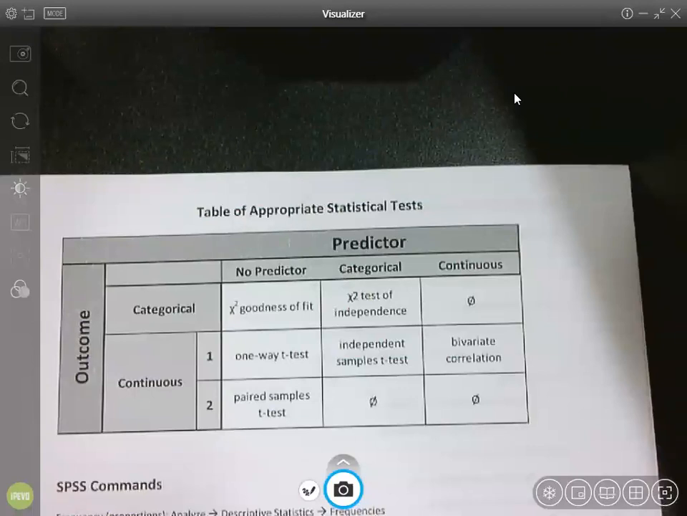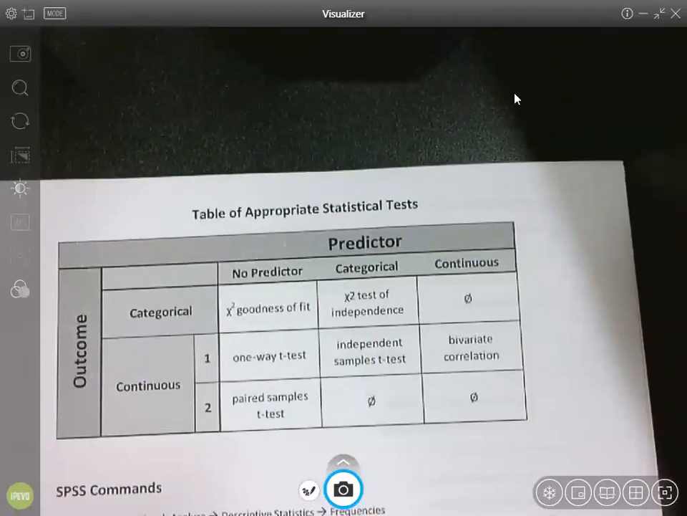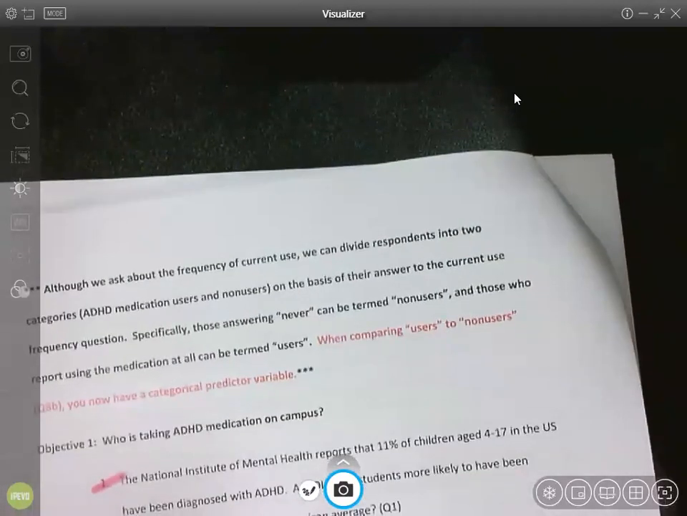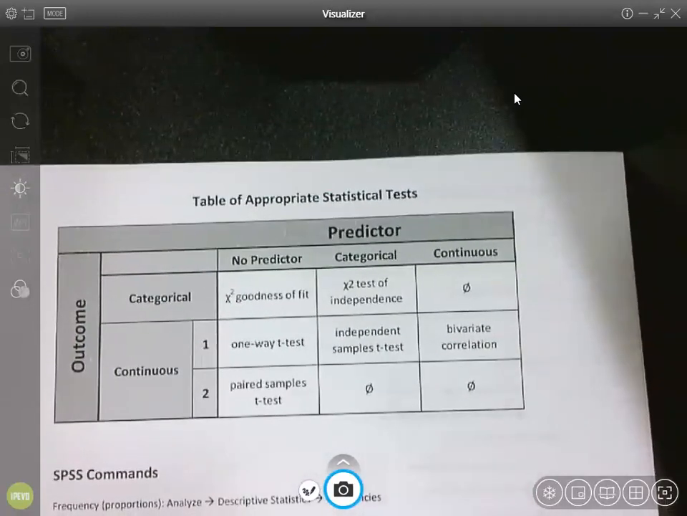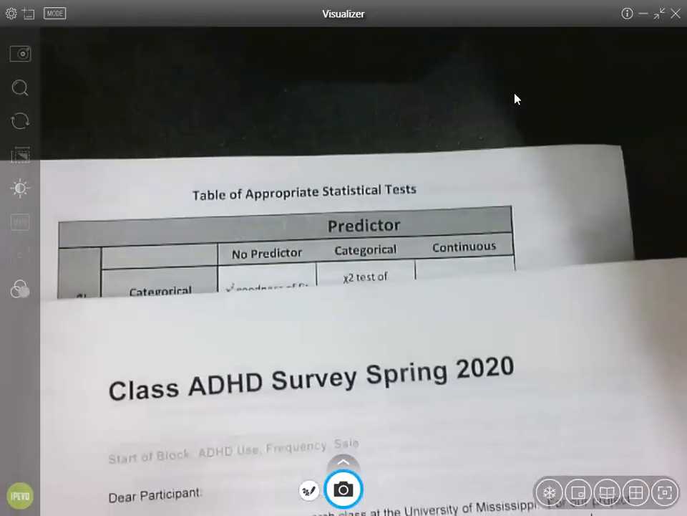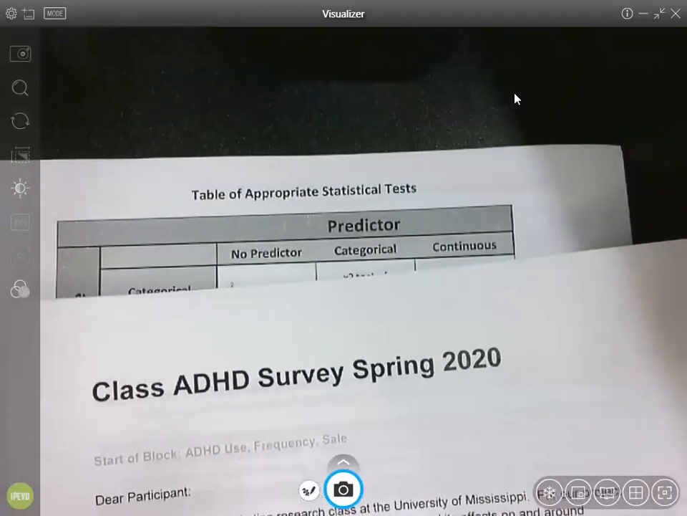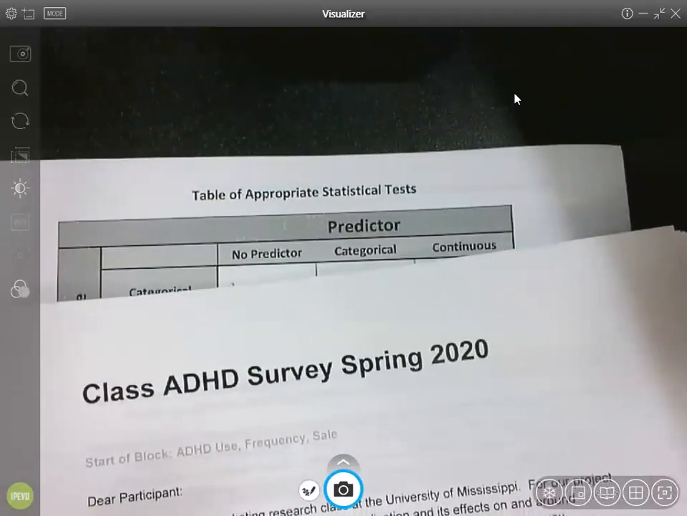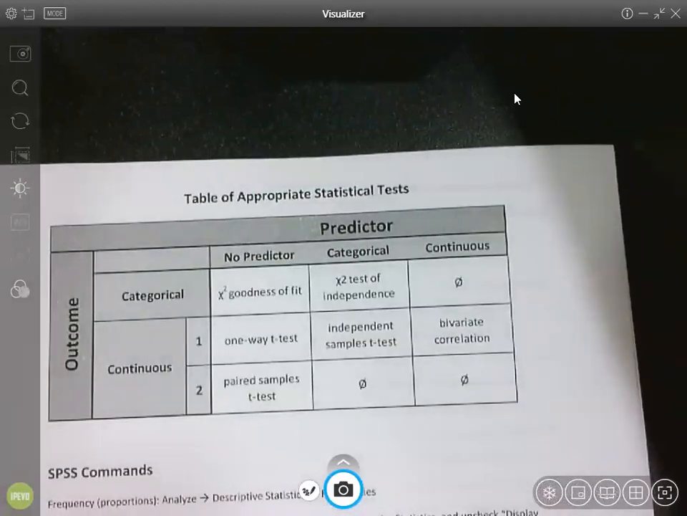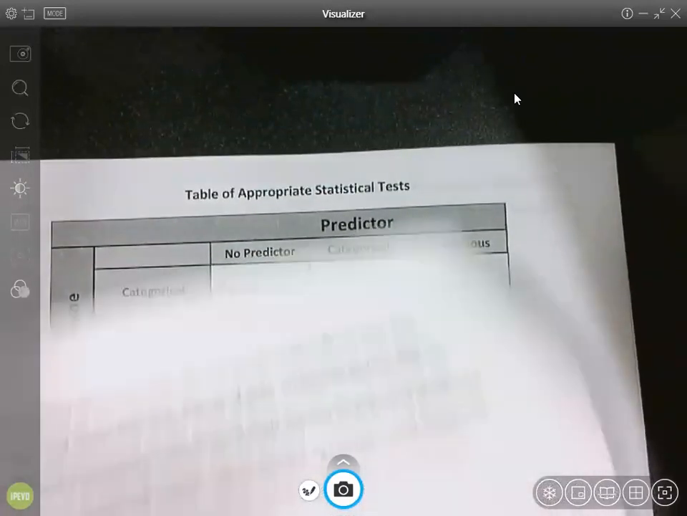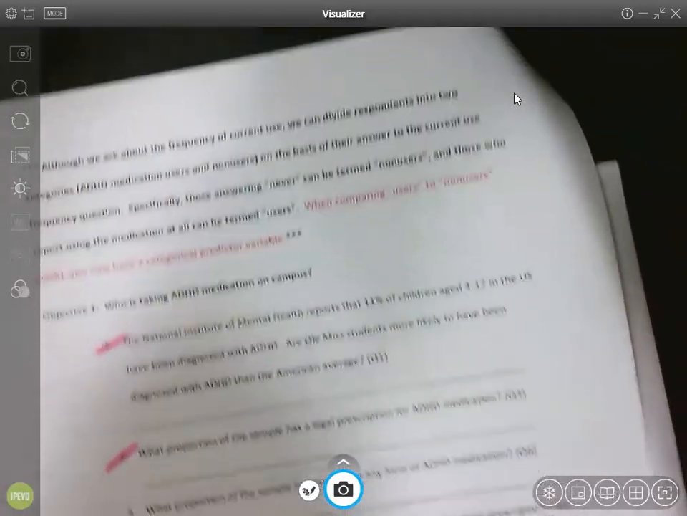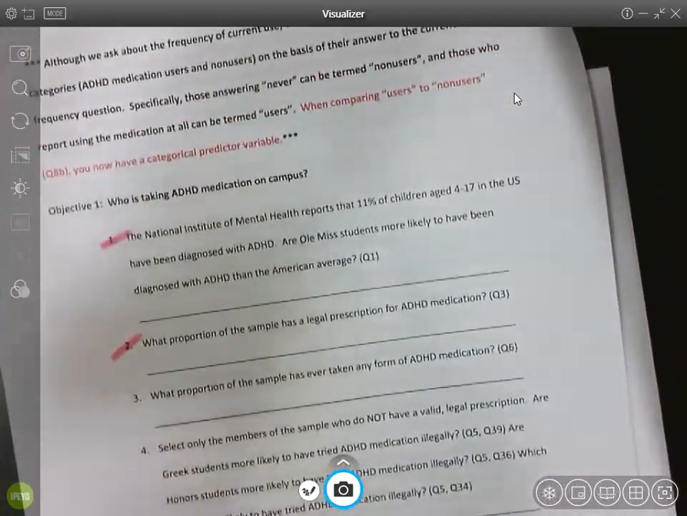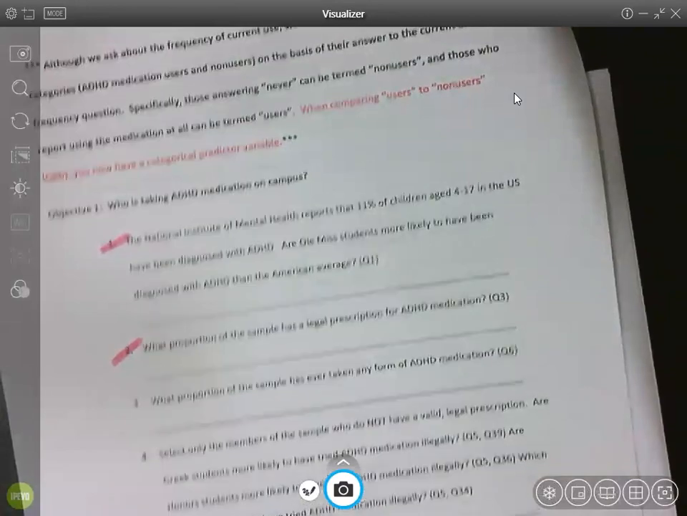All right, so here are the things that I think you need to do this assignment. You need the data analysis plan. You need this table of appropriate statistical tests, and it would be helpful to have the survey itself. Of course, you don't need to have all these things printed out, but having them available to look at would be helpful as you go through the assignment. Two of these I've already done, but I'm going to go through it again so that if you're just looking at this video and not the previous one, you will still get this information.